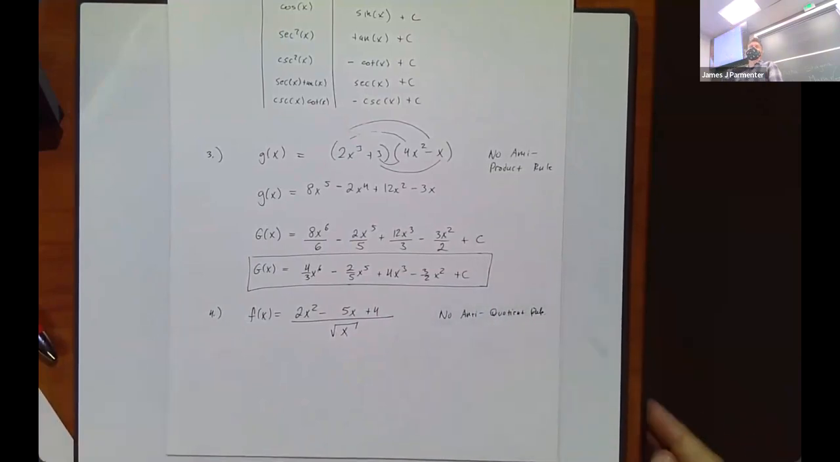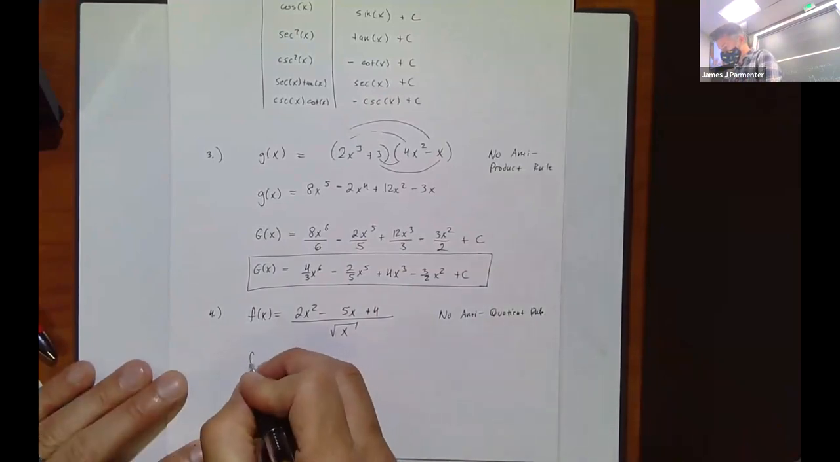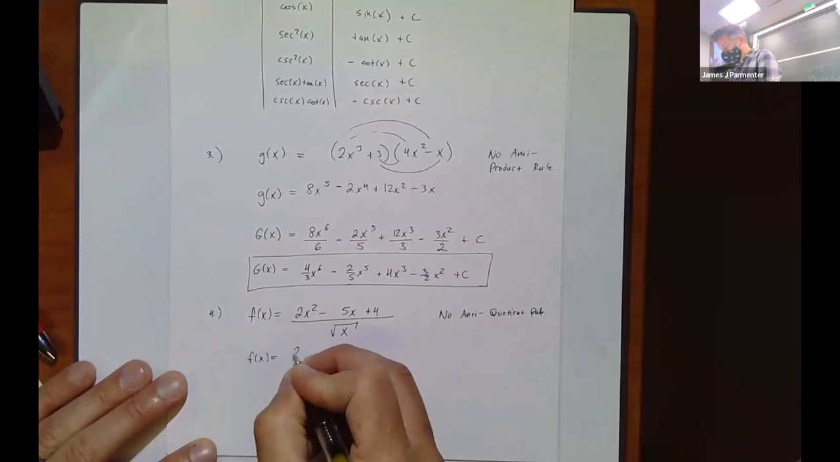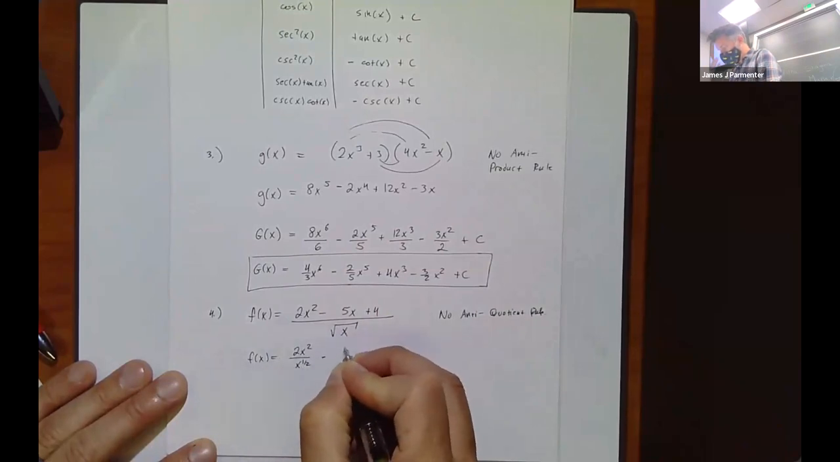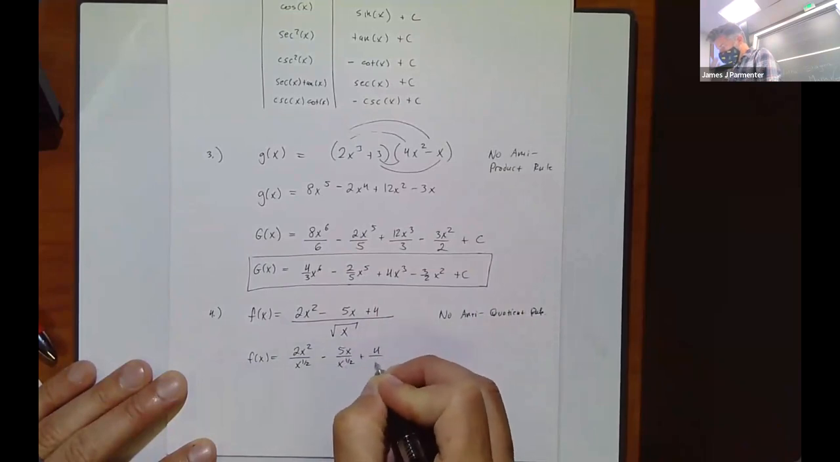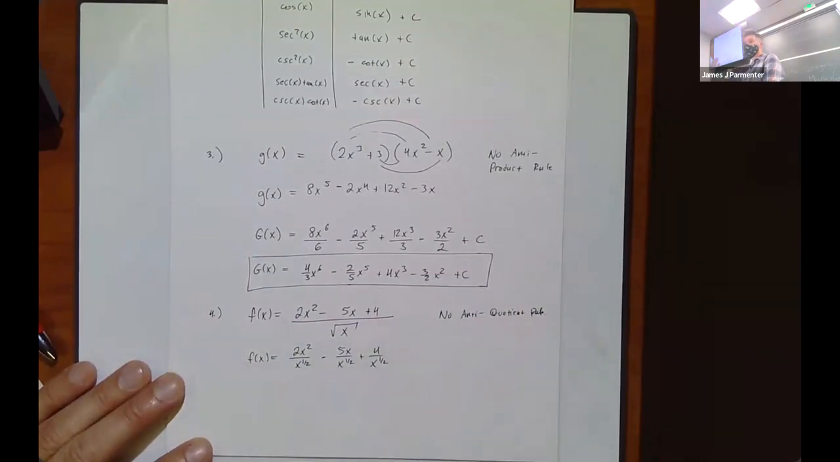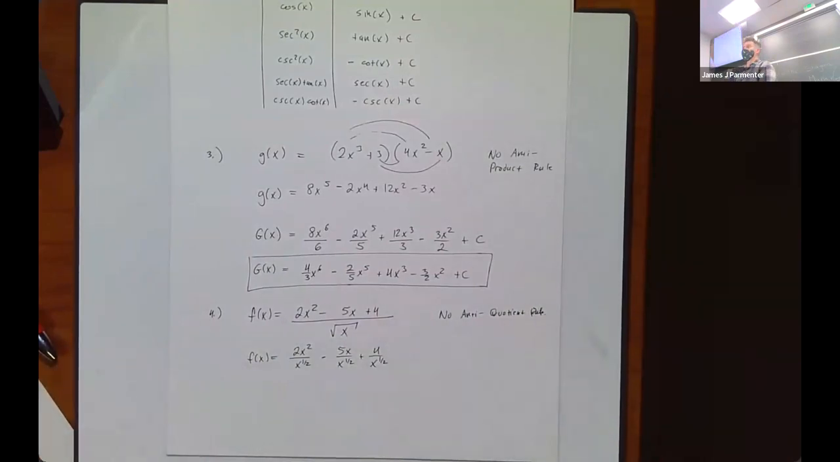So the rule of thumb here is simplify when you can. I'm going to rewrite this as 2x squared over x to the 1/2 minus 5x over x to the 1/2 plus 4 over x to the 1/2. Now I can't just start applying the anti-power rule yet. I have to simplify this even further.